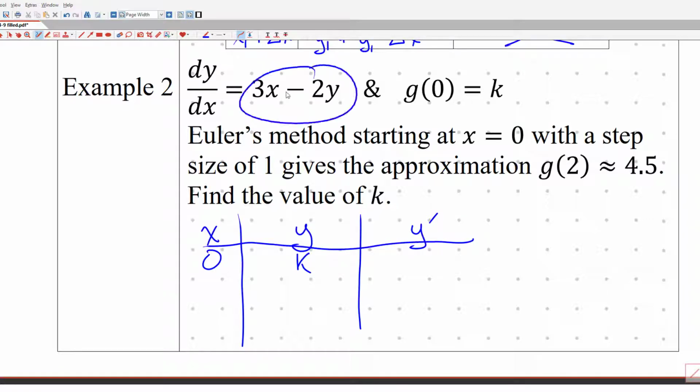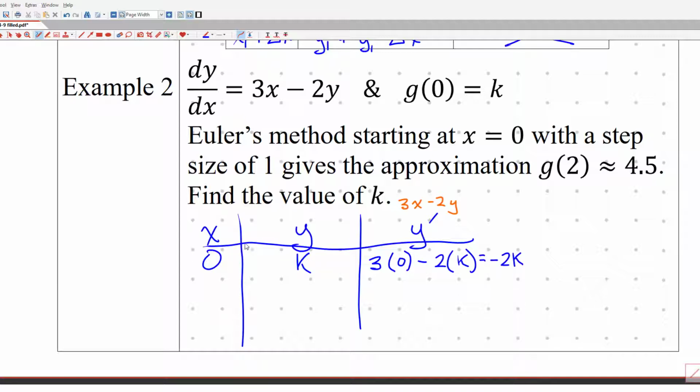The derivative is 3x minus 2y. So I'm plugging that in. Maybe I should write that up here. We're doing 3x minus 2y to get this value. That's what we're plugging into. So what's 3 times 0? So this is 3 times 0 minus 2 times k. And let's simplify that a little bit. That's just negative 2k, because 3 times 0 is 0, etc.